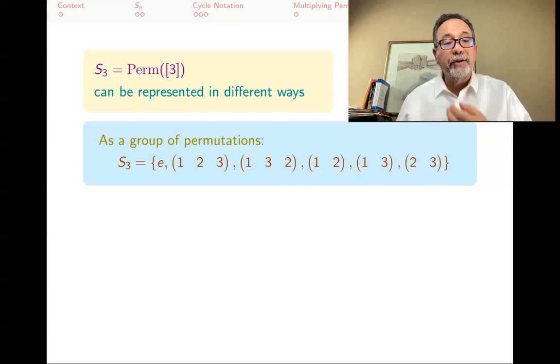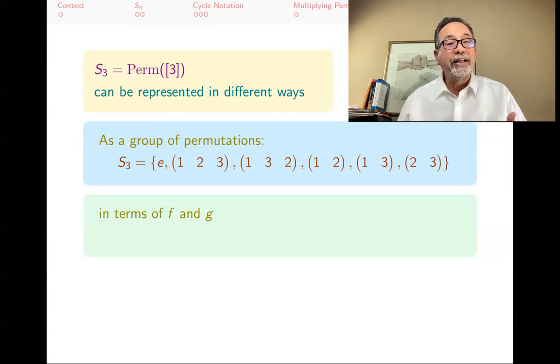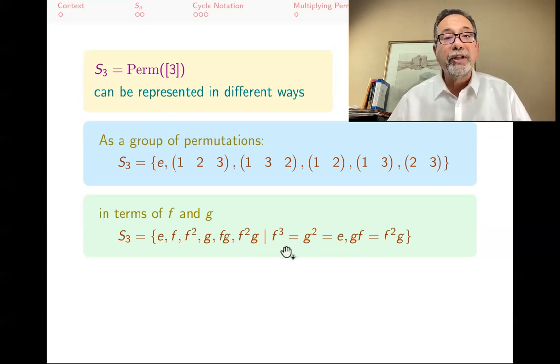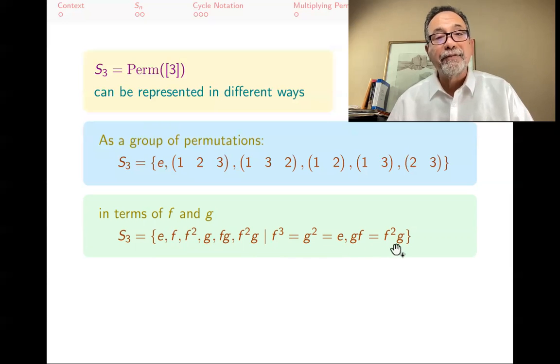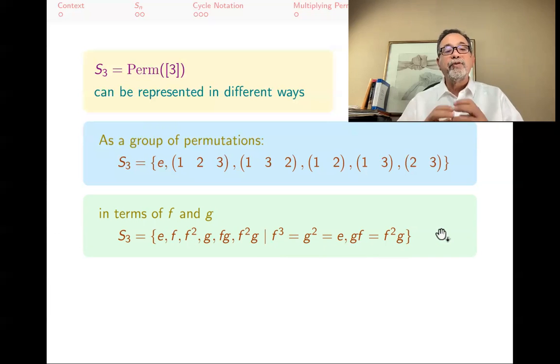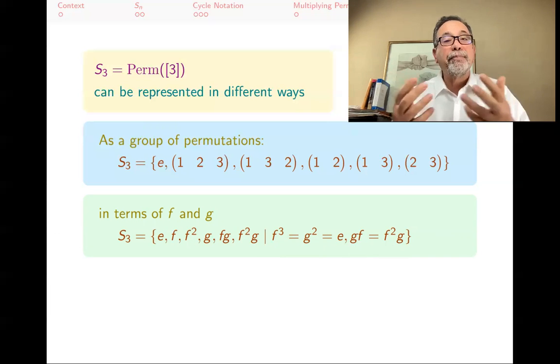Sometimes you want to do algebra, in which case you might want to write it in terms of the F and G that we had. The elements that we found are E, F, F squared, G, FG, and F squared G. But I have got to write down these relations. The relations are F cubed is identity, G squared is identity, and GF is the same as F squared G. These are the relations that I need, because using them, if you write any word, I can simplify it.